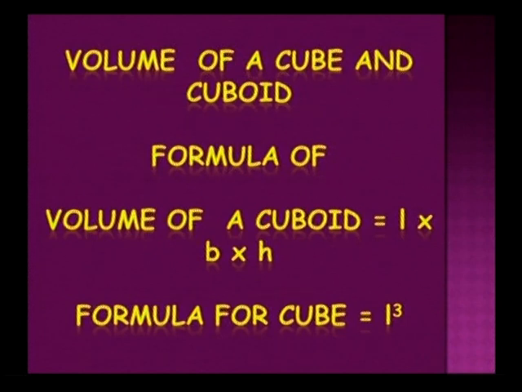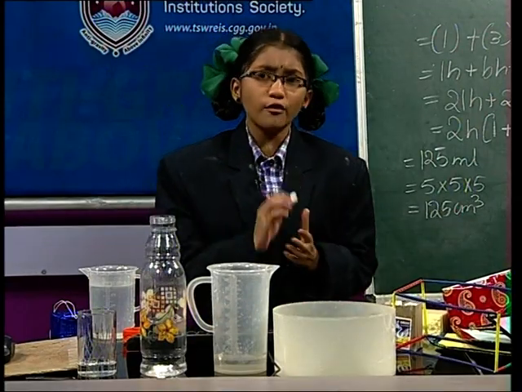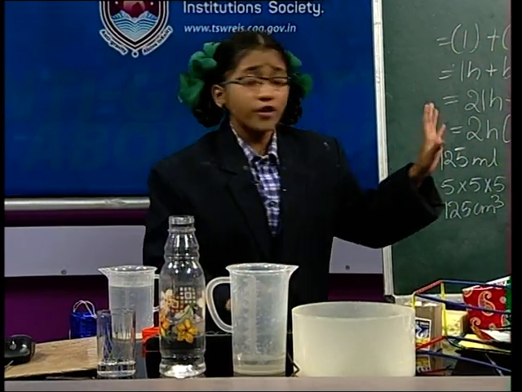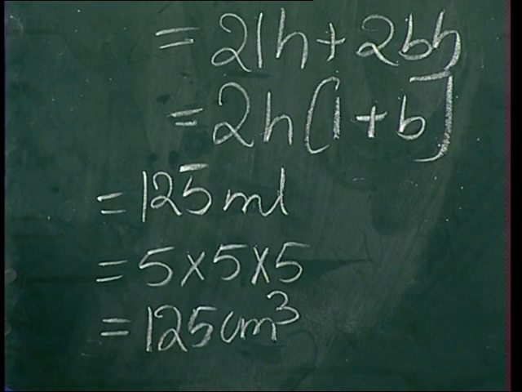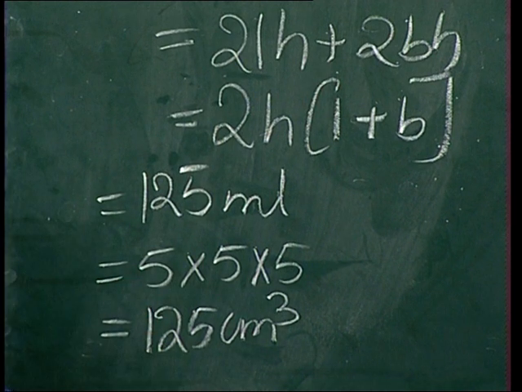Here, what is the formula of the volume of a cuboid? L into B into H. And then what is the formula of a cube? Do you guess? Very good, L cube. So here we observe one thing, Sparrows. When finding the surface area, we use squares. But when finding the volume, we use the cube.